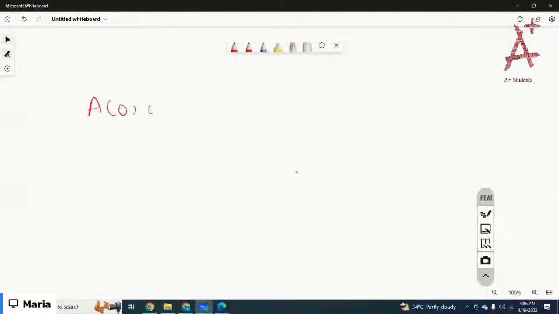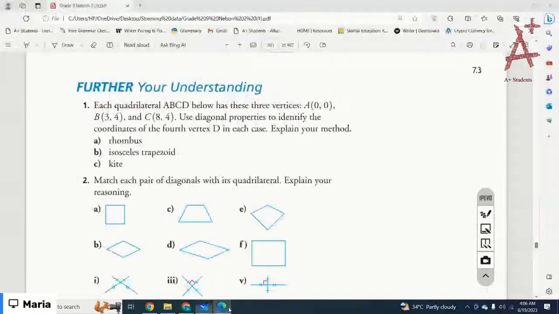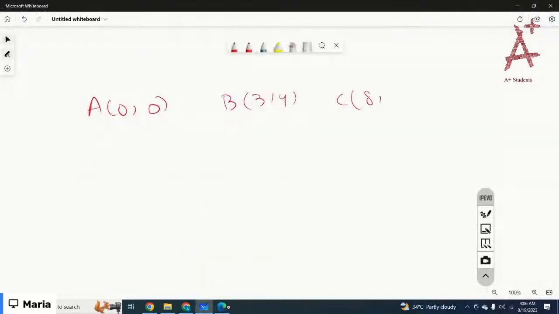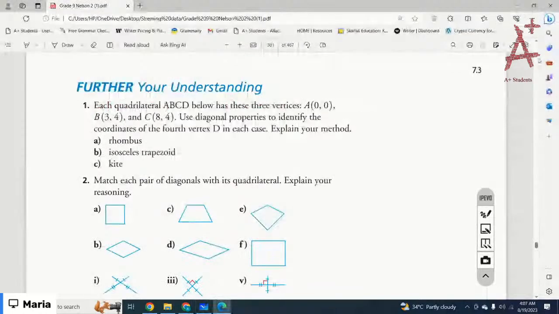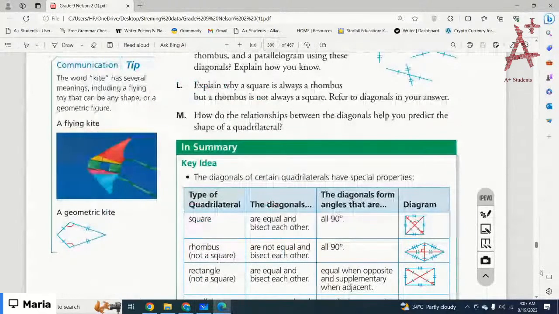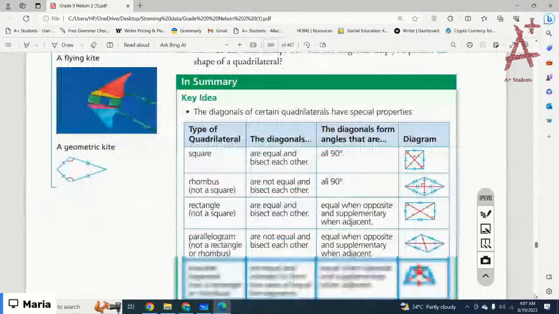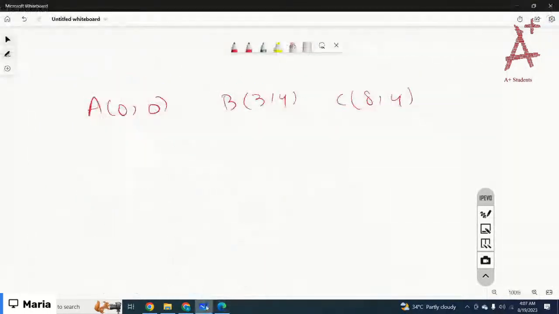A is (0, 0), B is (3, 4), and C is (8, 4). Okay, you have to find the fourth vertex D in the case of these three types, right? The first one is rhombus. How do you find the fourth coordinate?